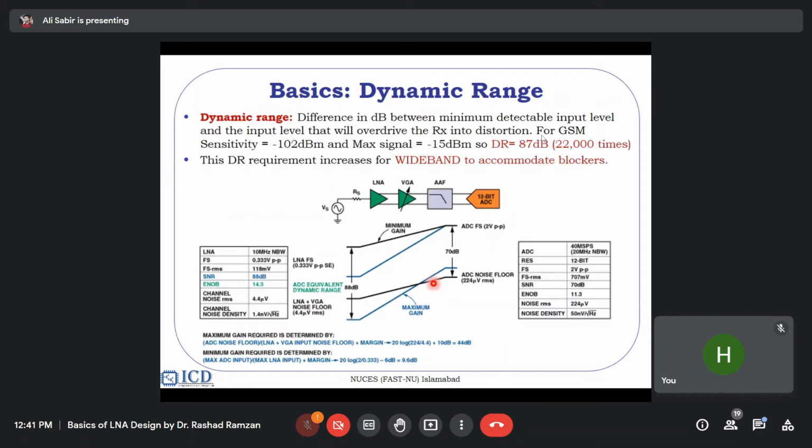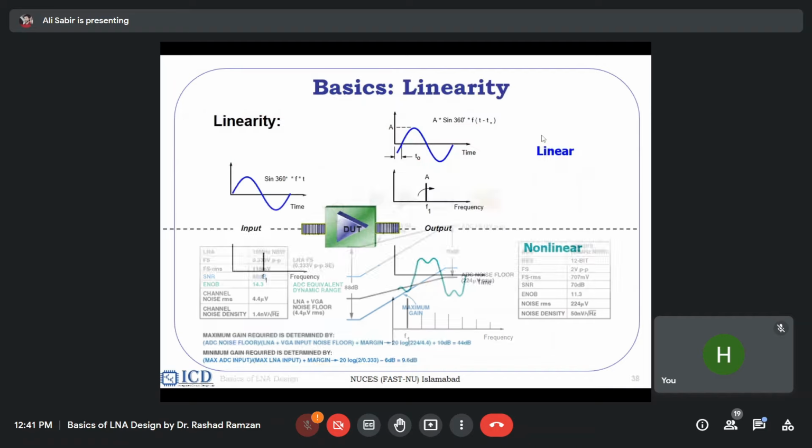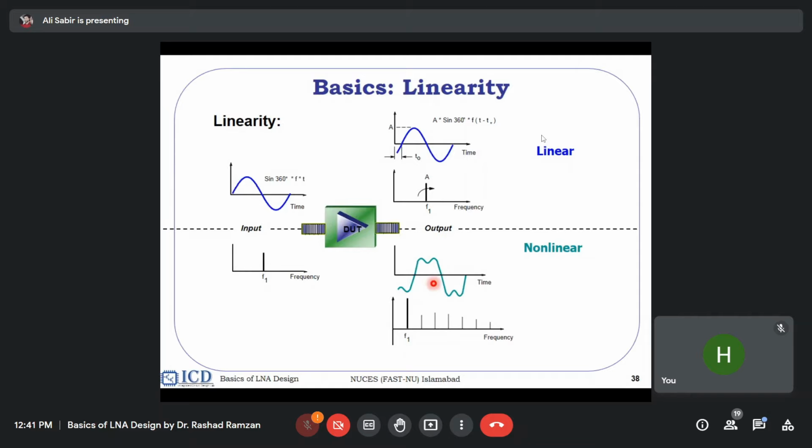The last basic thing is the dynamic range. Dynamic range is the ability of the radio: how small a signal it can detect and how big a signal it can tolerate. When the signal is powerful, the LNA will saturate. The difference between the smallest detectable signal and the highest tolerable signal is called the dynamic range.